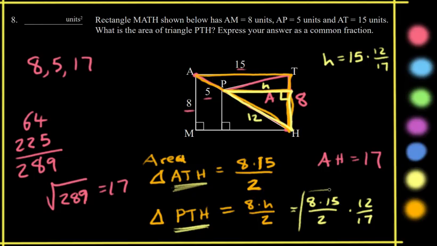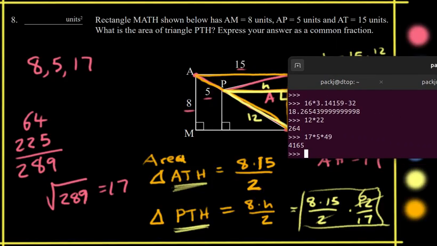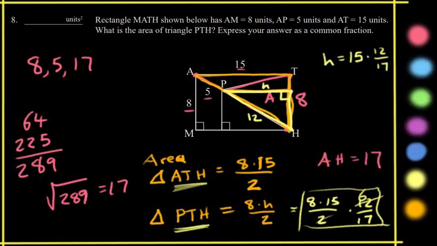So yeah, that's my answer. I just need to simplify it. Let's see, this can cancel to give me 6. And then I have 6 times 15 times 8. That's going to be 48 times 15. I guess since I have a calculator, I'll just use that. 48 times 15 is 720. So 720 over 17. 720 divided by 17. Okay.